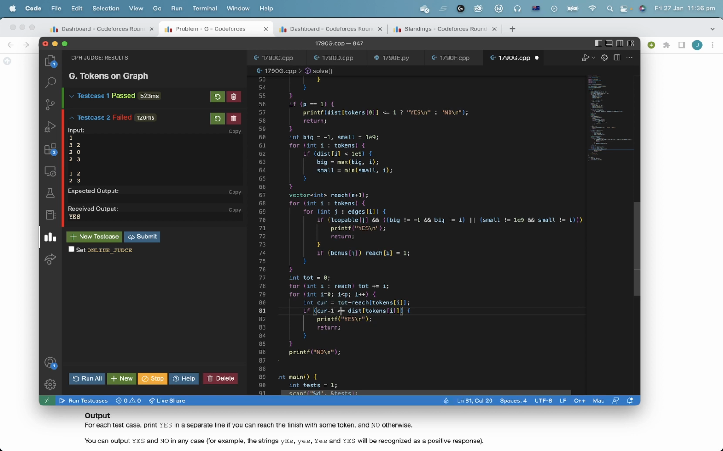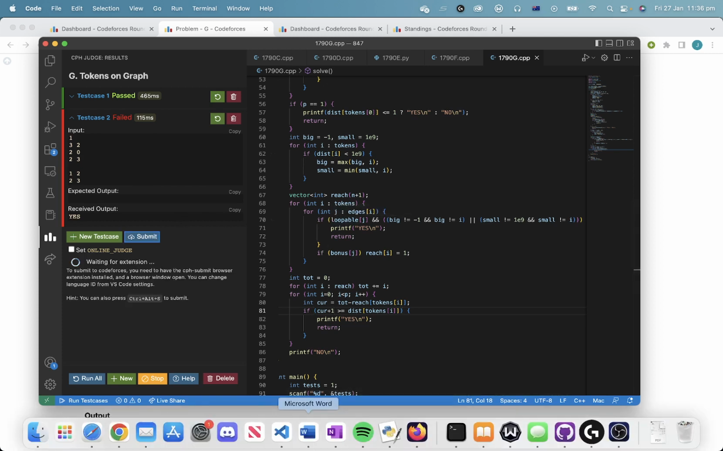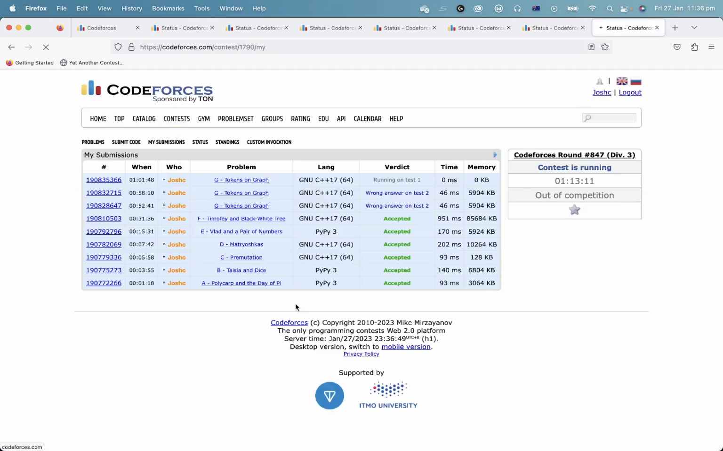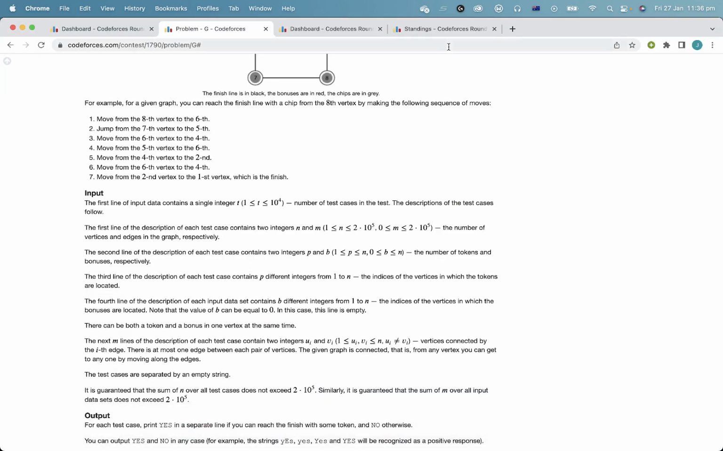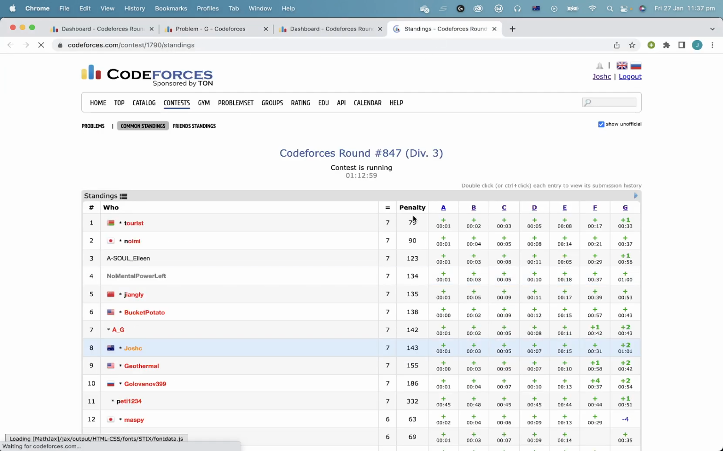Oh, what is this? My code was completely wrong. Sorry if I've been in silence for a bit. Ooh. That looks like it's AC. Okay, AC. Let's look at how I've begun.